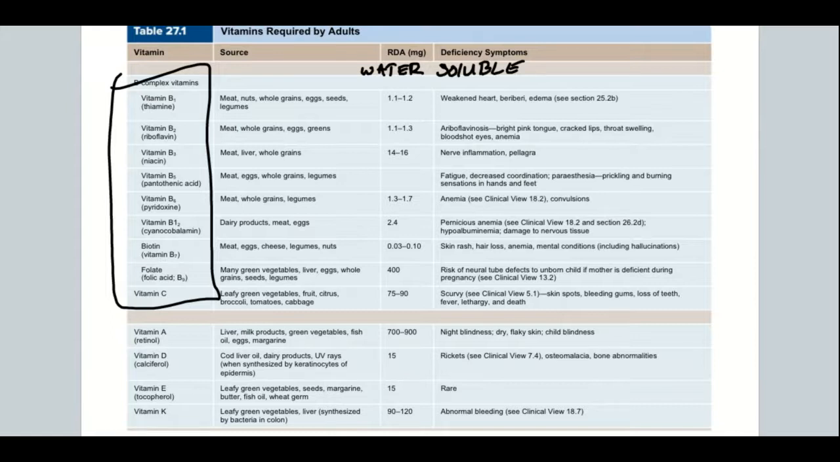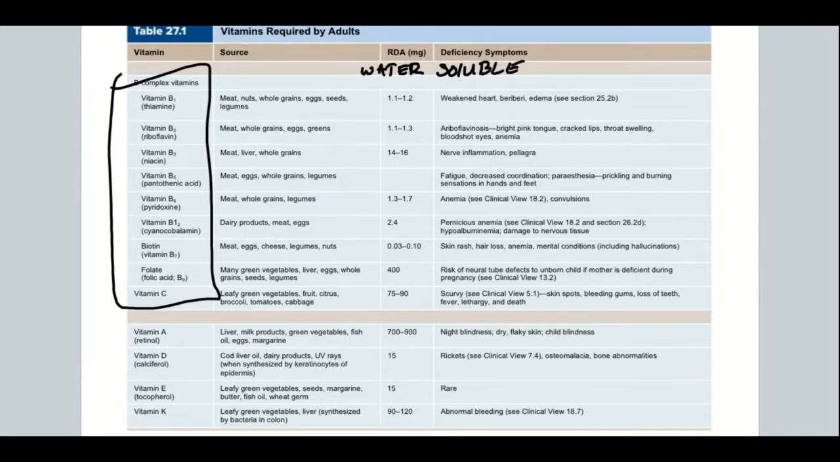I would like you to know for fat-soluble vitamins what the function of these vitamins is. So vitamin A is necessary for proper vision. Okay, vitamin A is important for our sight. Vitamin D is necessary for proper calcium absorption, and so therefore it is going to be important in your bone health.